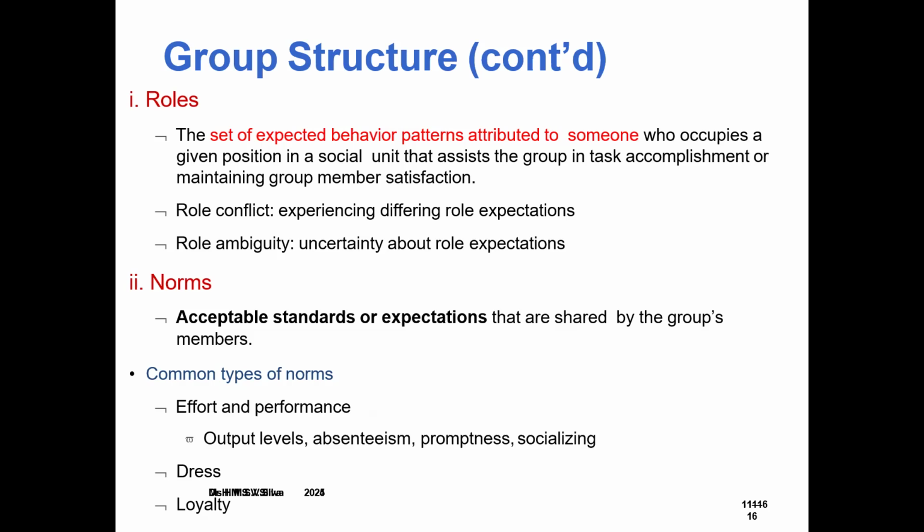Then norms mean acceptable standards or expectations. As an example, when they are appointed to a group, they should fix a deadline with everyone's consent. And they should have some kind of norms like punctuality, integrity, etc. Then common types of norms can be established considering output level, absenteeism, promptness, socializing. Absence may be allowed, say, only two days until the project is finished. So dress code, loyalty, covering all these aspects, we can decide the different norms.